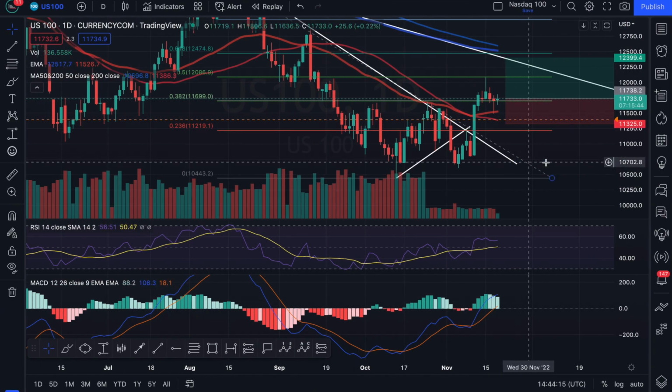Let's start here by looking at the Nasdaq100. We were trading rather nicely in the green going into the US Open. The markets have just in fact opened and we're still up around 0.2%, trading just above 11,700 at 11,730.